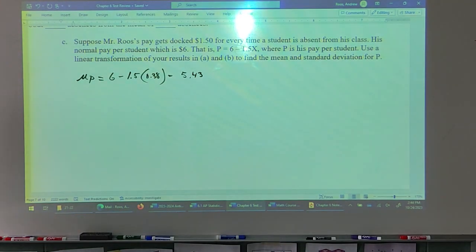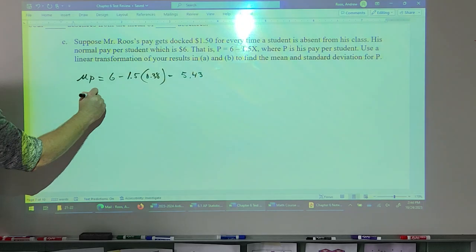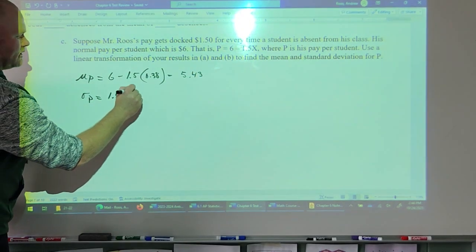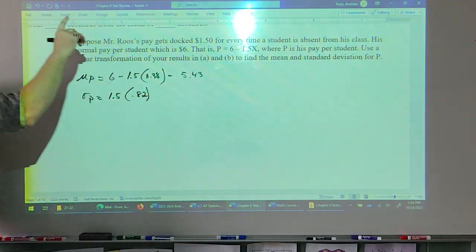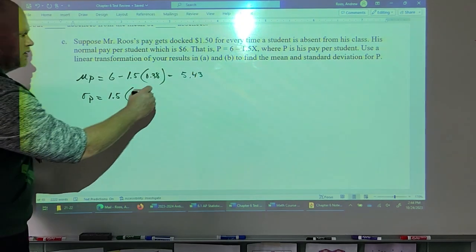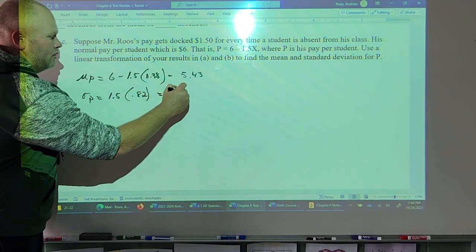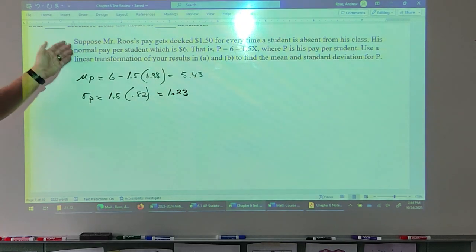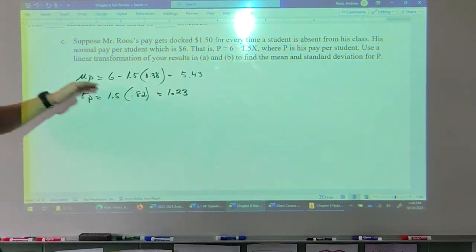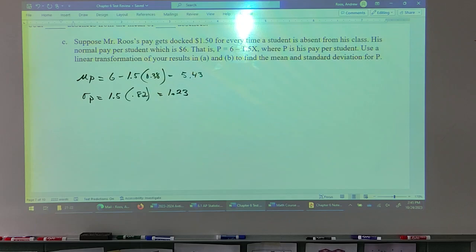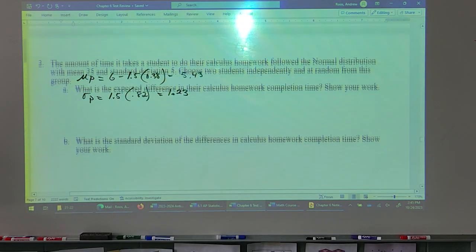Now for the standard deviation, we're not going to get the 6 minus part, it's just going to be the multiply part. So for the standard deviation of P, it would just be 1.5 times the 0.82, the standard deviation from above, to get a standard deviation of 1.23. Now in this one, we just had to find it. We didn't need to do the interpreting, so that's all we got to do. Okay, next page.